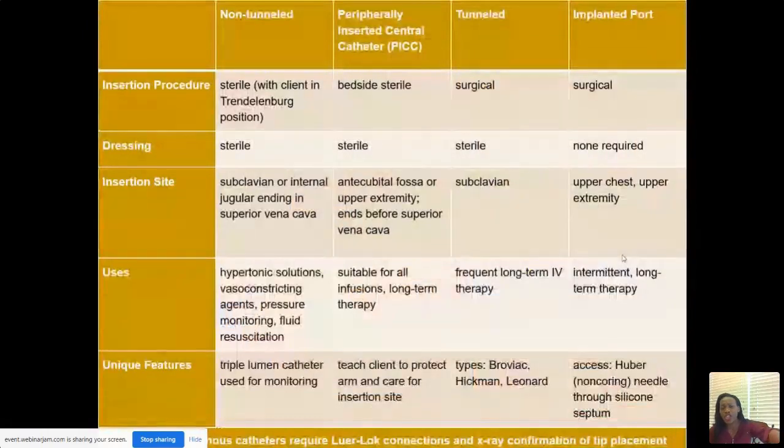Let me show you this chart, with all of them next to each other. If you look here, insertion procedure: sterile bedside, sterile surgical, surgical, surgical. Dressing: sterile, sterile, sterile. Your port doesn't need one, obviously. Insertion site: subclavian, those are all major blood vessels. I like to see things next to each other in my mind, because that's how I organize information in my head. You'll see me do charts like that all the time, where I put things next to each other and organize it for you.